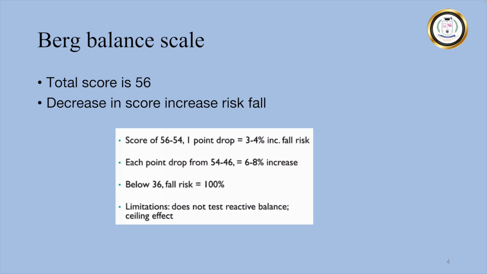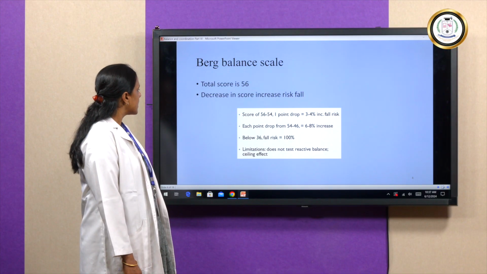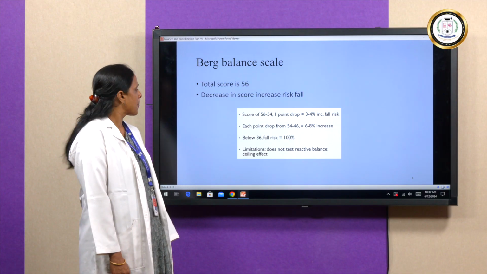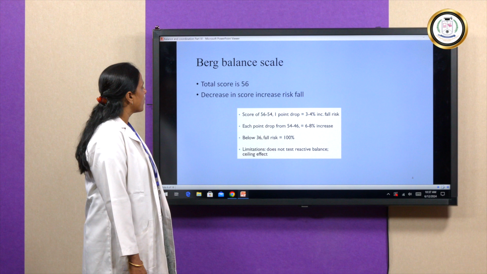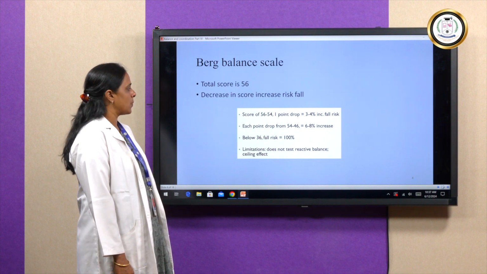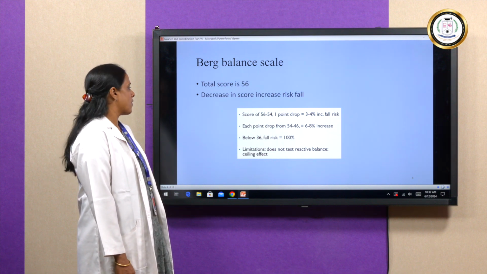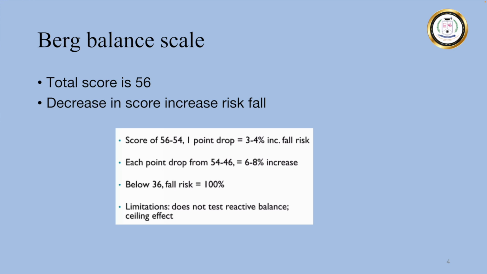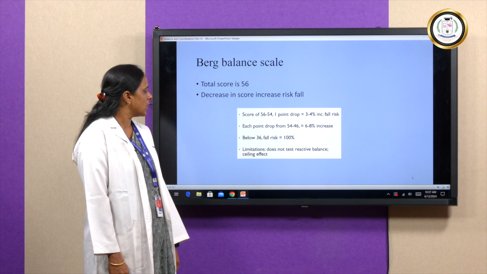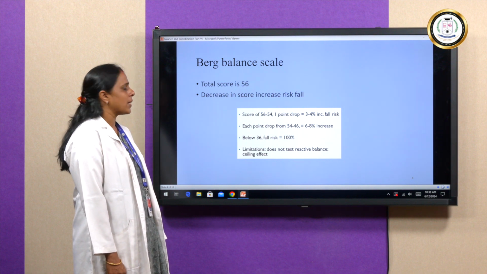Now Berg balance scale, I will be discussing just this one in brief. Total score in Berg balance is 56. Decrease in score increases the risk of fall. A score of 56 to 54, like a 1 point drop, is a 3 to 4% increased fall risk. Each point drop from 54 to 46 indicates a 6 to 8% increase in risk of fall. If the score is below 36, that means there is a 100% chance of fall risk. Now what is the limitation of this tool? It does not test reactive balance.